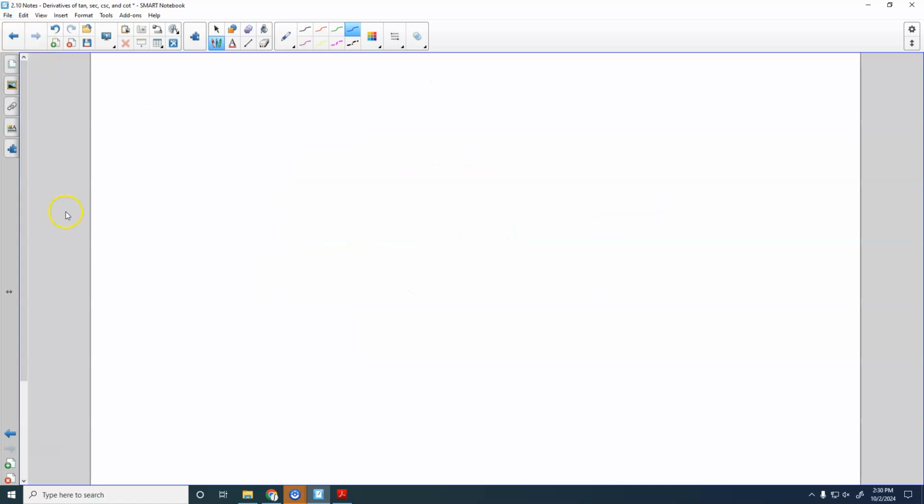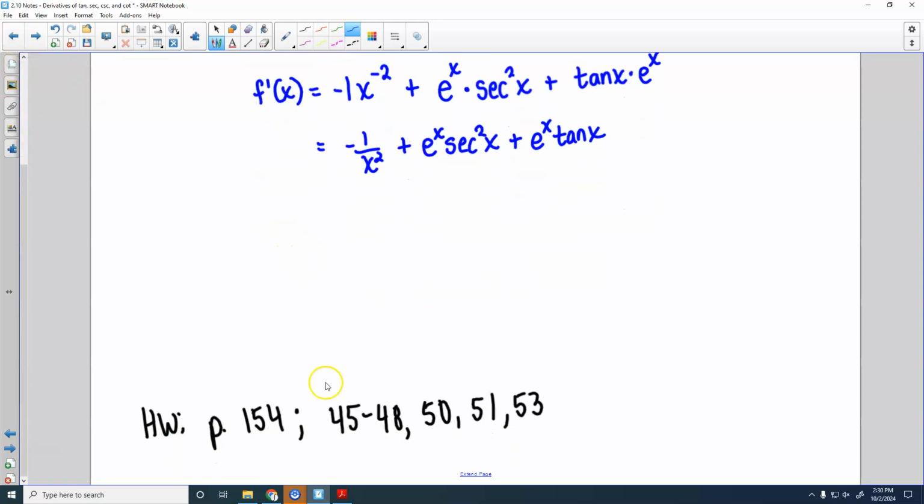All right, we're in good shape today. All right, so let's see here. Your assignment for tonight is page 154, 45 to 48, 50, 51, 53. Okay, this is not much. Hopefully you can get it done before you go.